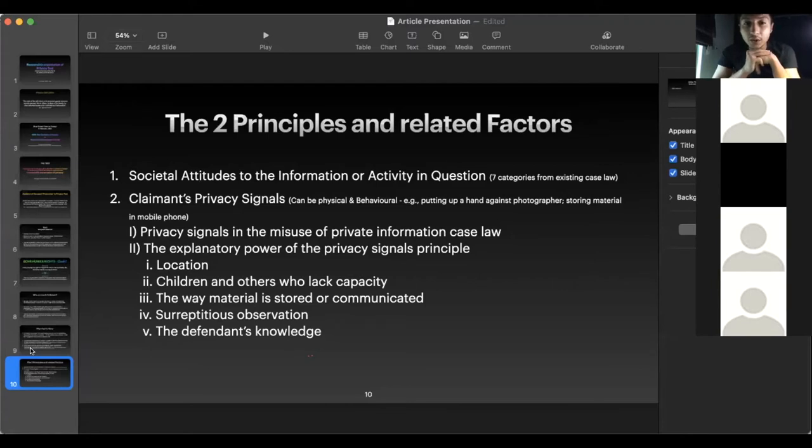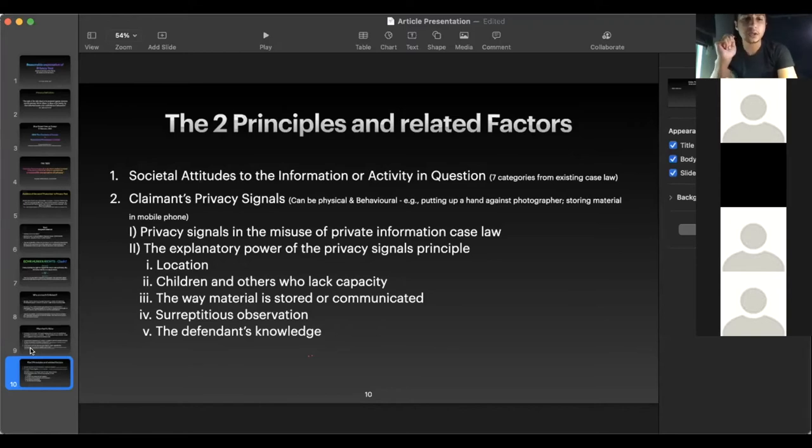The way material is stored or communicated. For example, she argues that if you have your material in your laptop, even if it is not locked and does not have a password, by virtue of the information being in your laptop, it is private. And if you give your mobile phone to a friend to see a picture, that means it is for the purpose of seeing that picture and not to scroll through other things, even though they have access to it. And she gives another example, that even if your phone is not passcode locked, by virtue of the information being stored in your phone, it is private.